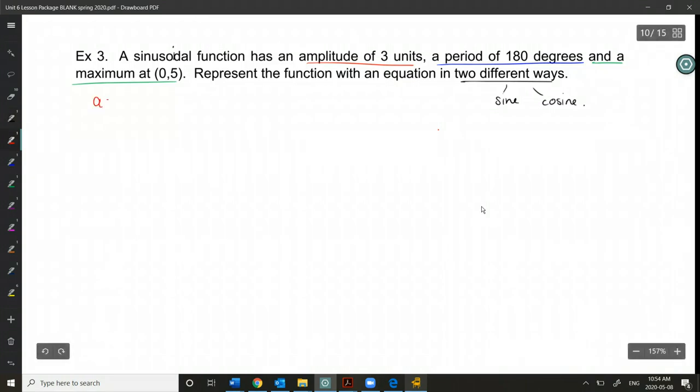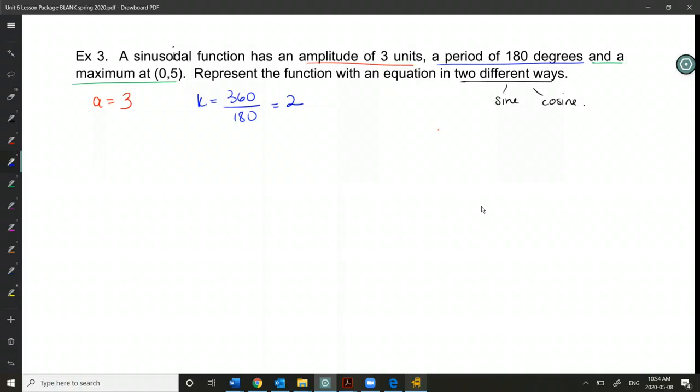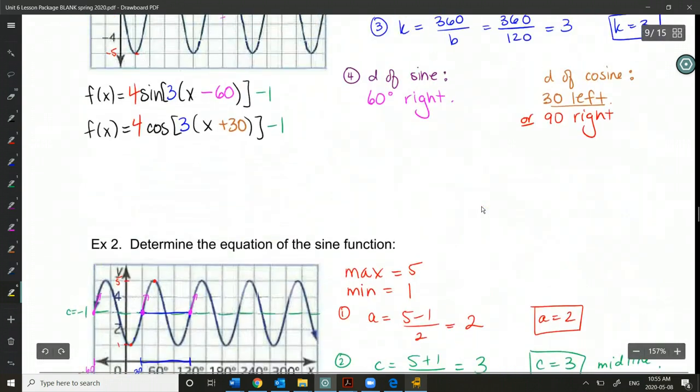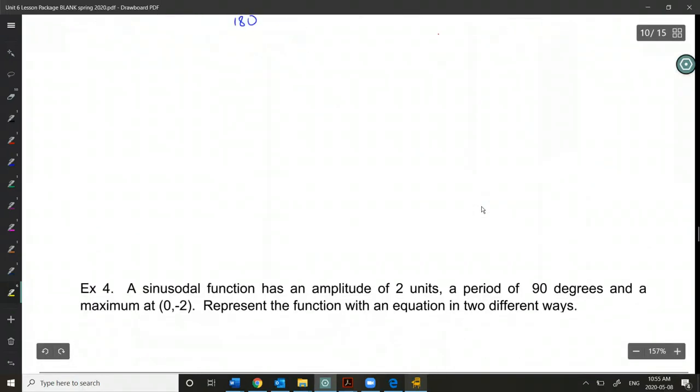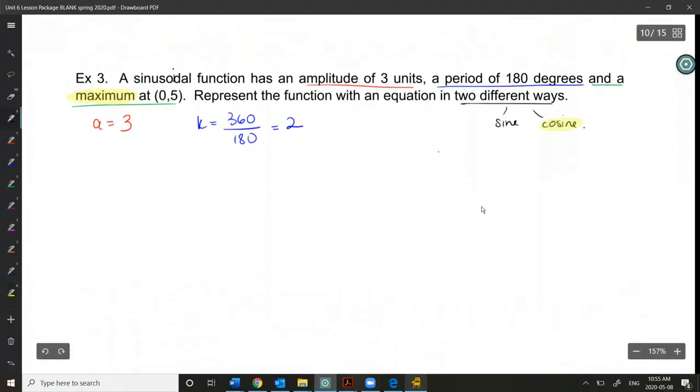Okay, so the easy ones here are if we have an amplitude of 3, that means A is 3. And I can also calculate K by doing 360 over the period, which is 180 here. So that gives me a K value of 2. And it says maximum at 0.5. We talked about how the maximum value actually gives us information about the cosine function, because cosine usually starts at a maximum. So when we try to find d of cosine, we're looking for the nearest max, right? So we were looking at these points here. This question is actually giving us information about the location of that maximum.